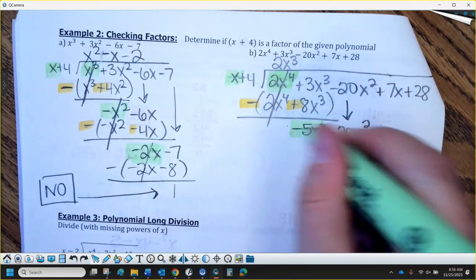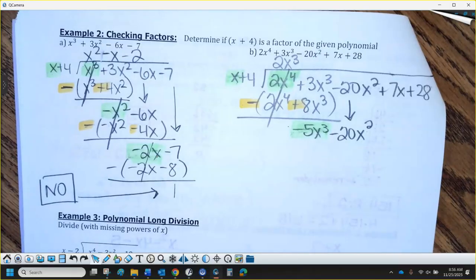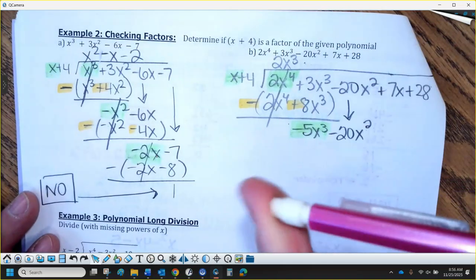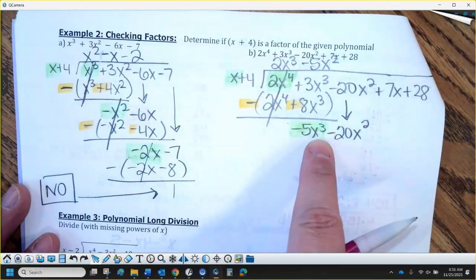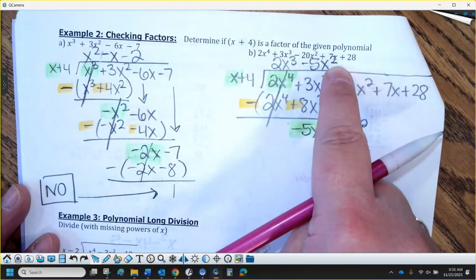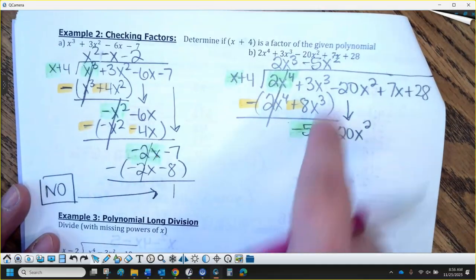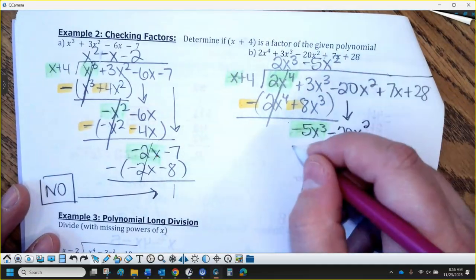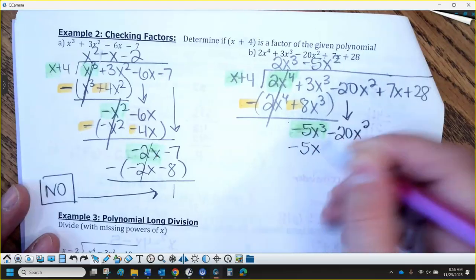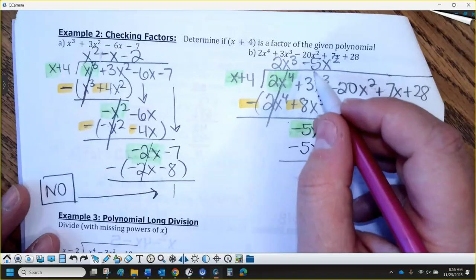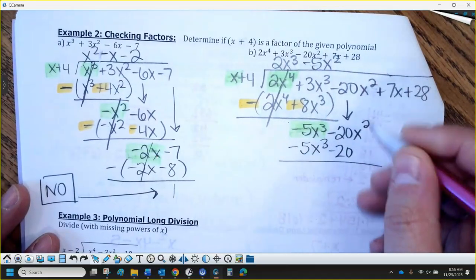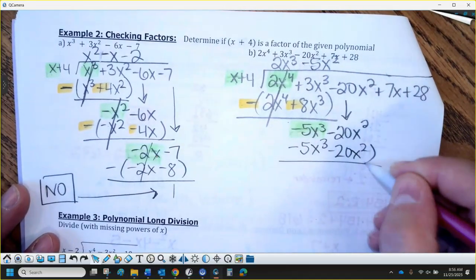Okay, what would you multiply x by to turn it into negative 5x to the 3rd? Negative 5x squared, right? I have one x. If I need to make it up to be 3, you need an exponent of 2. Add the exponents, and then I need that negative 5. So negative 5x squared times x is negative 5x cubed. That should match. Negative 5 times 4 is negative 20, and then the x squared.